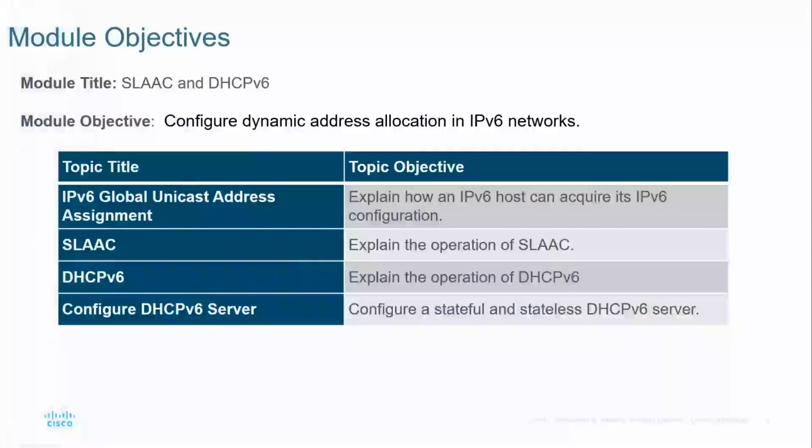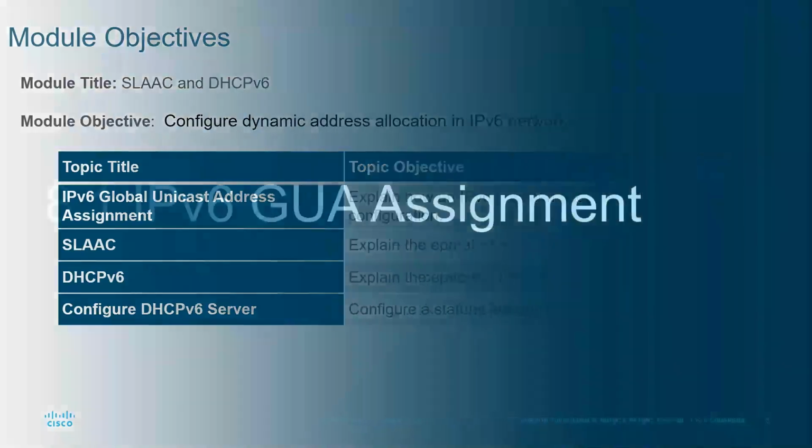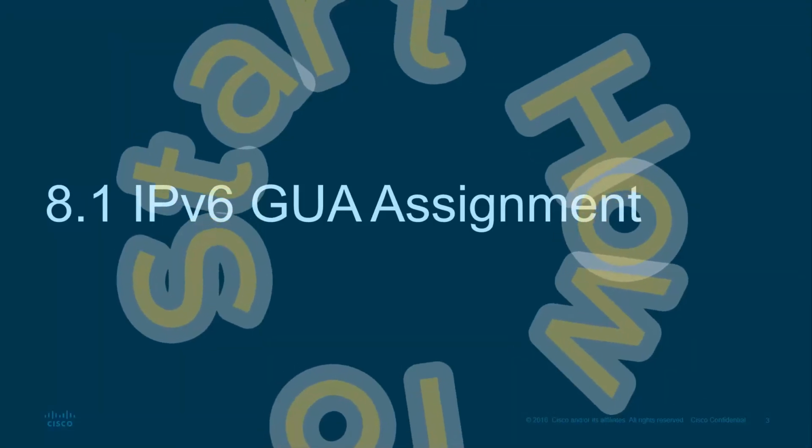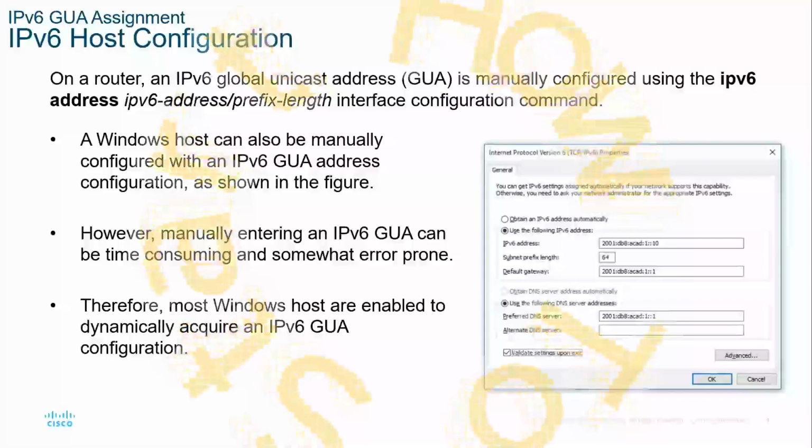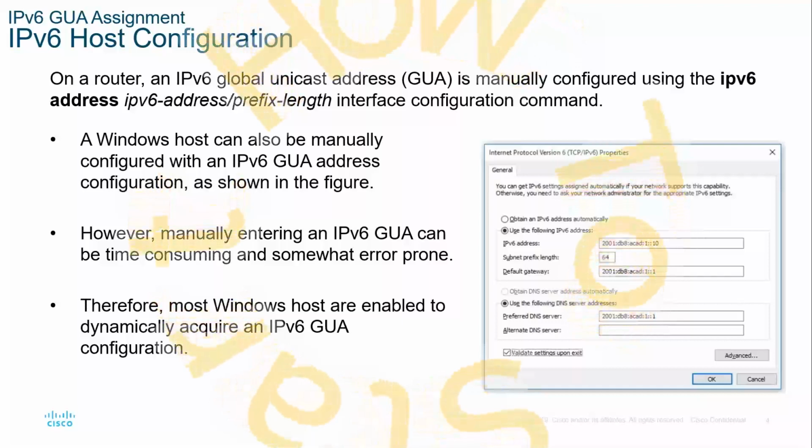So, we're going to be talking about IPv6, global unicast addresses, what SLAAC is, how it relates to address allocation, DHCPv6, and how to configure DHCPv6. If you haven't figured out, SLAAC and DHCPv6 are specifically dealing with how we automatically obtain IPv6 information. So let's go ahead and jump right on in. IPv6, the GUA assignment. GUA is global unicast addresses.